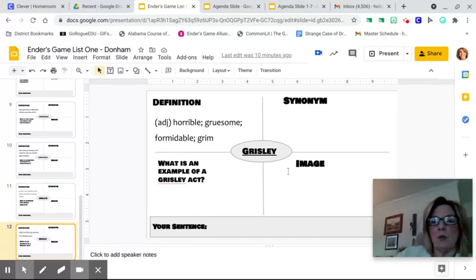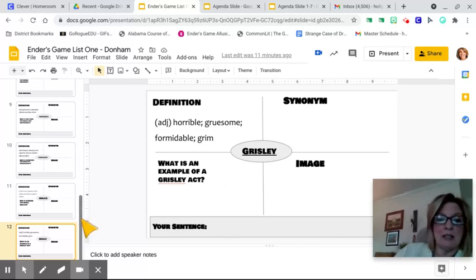Okay, the next word is grisly. Grisly means horrible, gruesome, formidable, grim. I think of a grizzly bear when I think of the word grisly. And it does relate back to the definition of that adjective. It means the bear is horrible. The bear is gruesome. The bear is dangerous, formidable. But here in the third quadrant, you're going to answer, what is an example of a grisly act? And that's your last word.